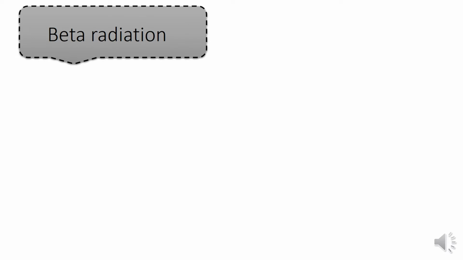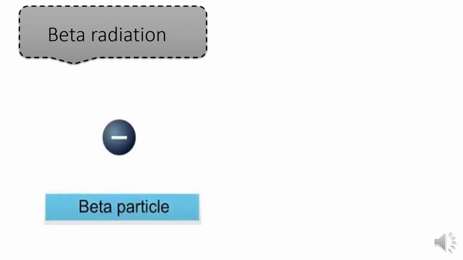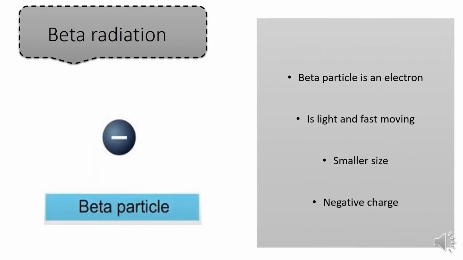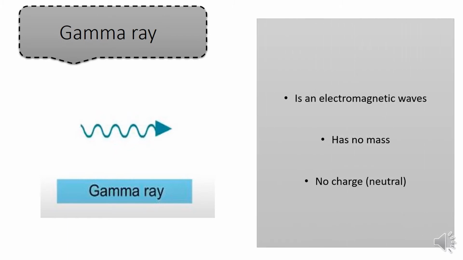Now let's look at beta radiation. Beta radiation consists of beta particles. A beta particle is a high speed electron and is thus negatively charged, and it is small in size. Finally, we have gamma radiation. Gamma rays are high energy electromagnetic waves and are not electrically charged, so they are neutral. Gamma rays also don't have mass.